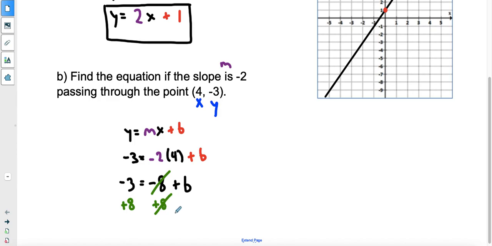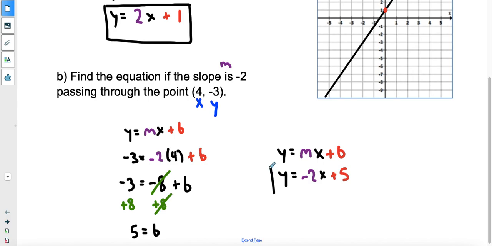And when I do that, here I'm going to have negative 3 plus 8. Negative 3 plus 8 is just 5. So we can see B, our y-intercept, is equal to 5. And now I can write the equation of my line. My m value is equal to negative 2. And my b value we saw was equal to 5. And there we go.